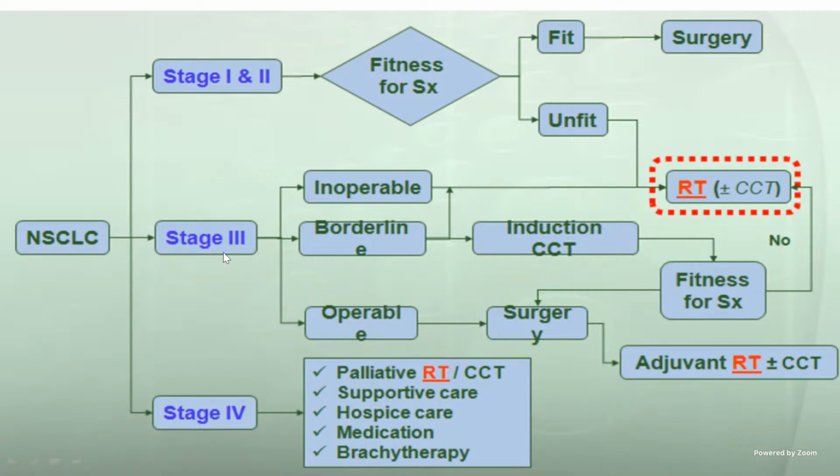If the patient has stage 3 disease and it is inoperable, the patient will undergo definitive CTRT. If disease is borderline, he will receive induction chemotherapy. Fit for surgery, underwent surgery; not fit for surgery, radiotherapy plus or minus chemotherapy. If the patient is operable, definitive surgery followed by adjuvant RT plus or minus chemotherapy. And in stage 4, palliative radiotherapy or palliative chemotherapy, supportive care, hospice care, medication or brachytherapy is indicated.